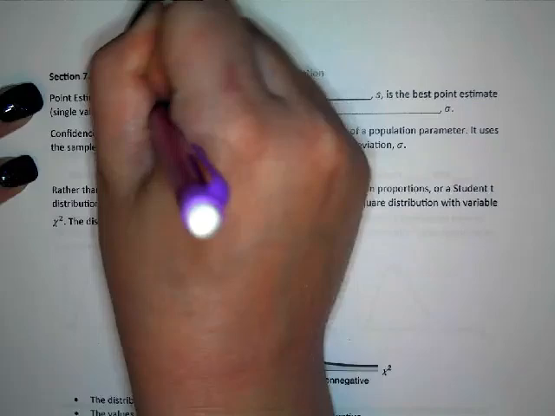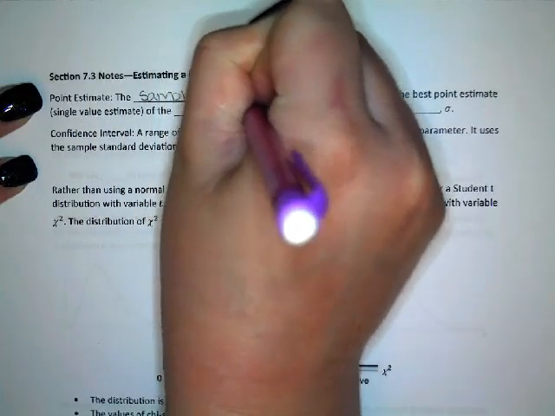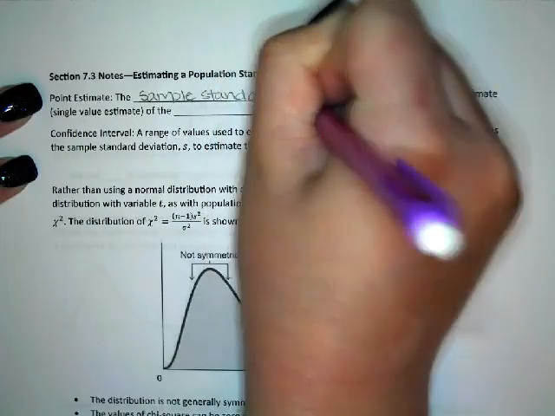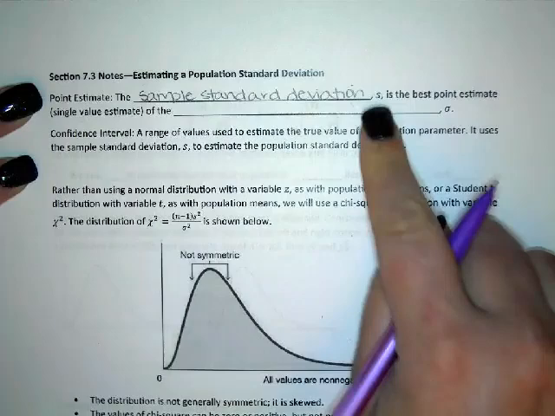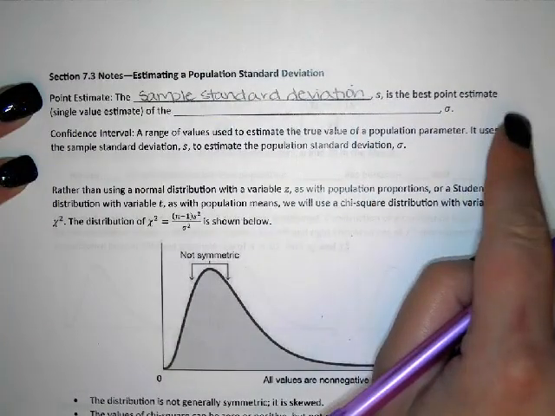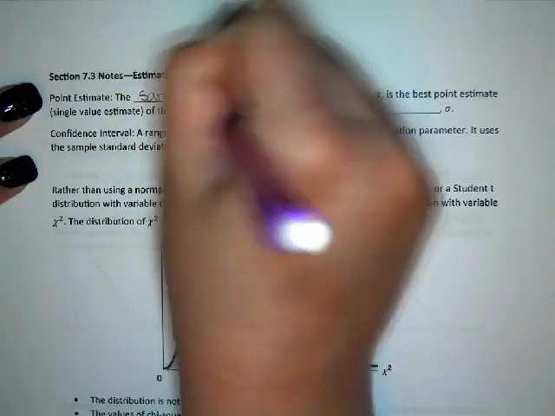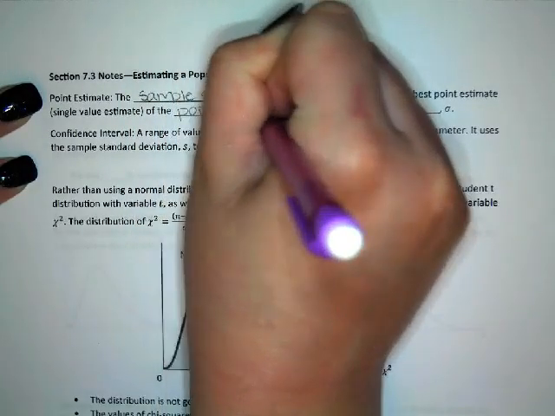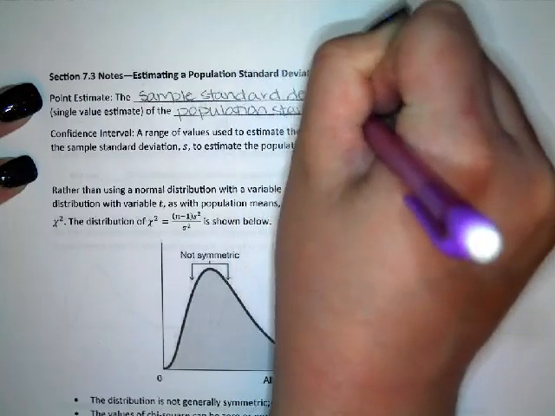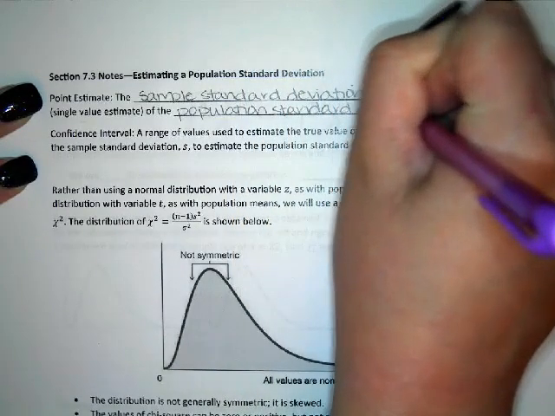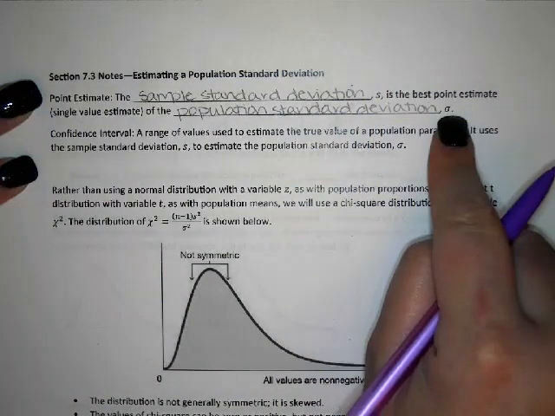So the sample standard deviation, denoted as s, is the best point estimate, or single value estimate, of the population standard deviation. And the population standard deviation is sigma.